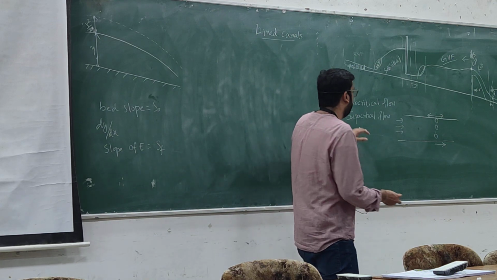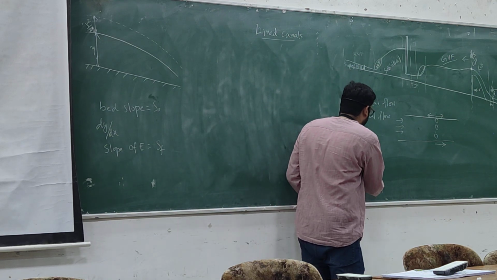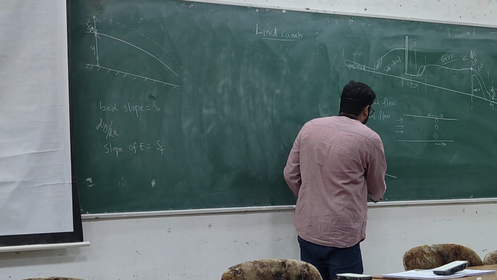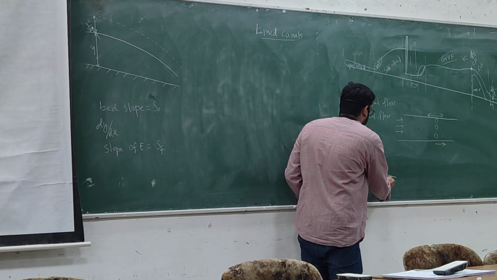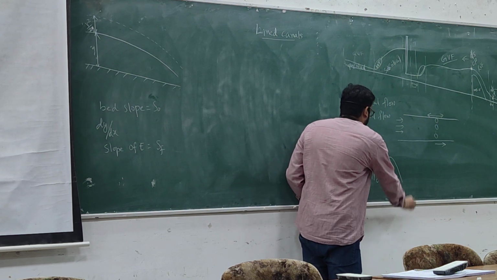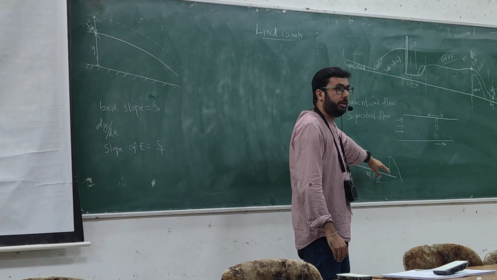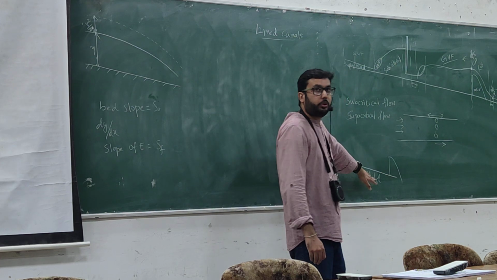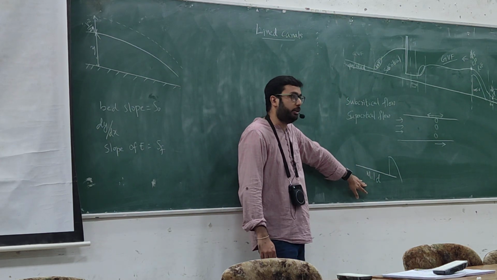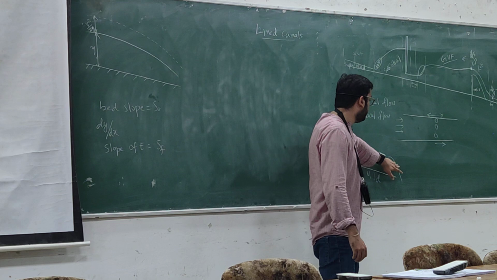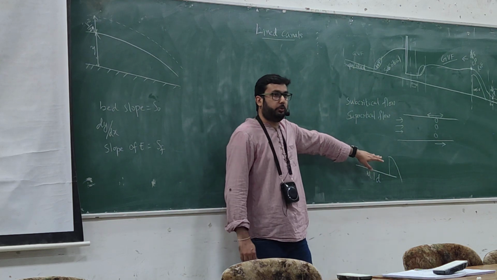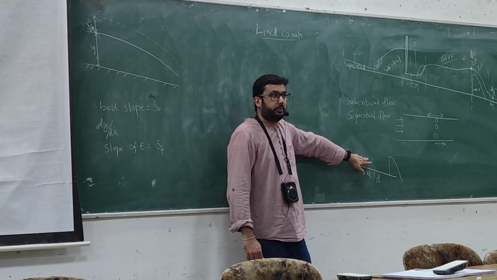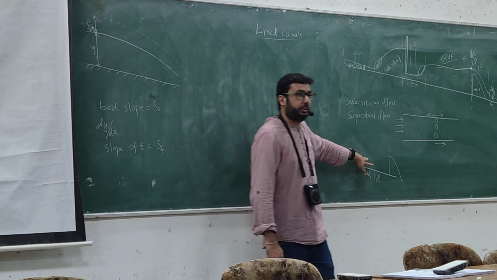Now what we are trying to get at is, let's say we have a slope, and we know that there is a mild slope, and we are going to see how to classify the slopes, whether it is mild or steep. And if we want to construct a weir, what kind of profile do we expect on it? So this is what we are going to arrive at.